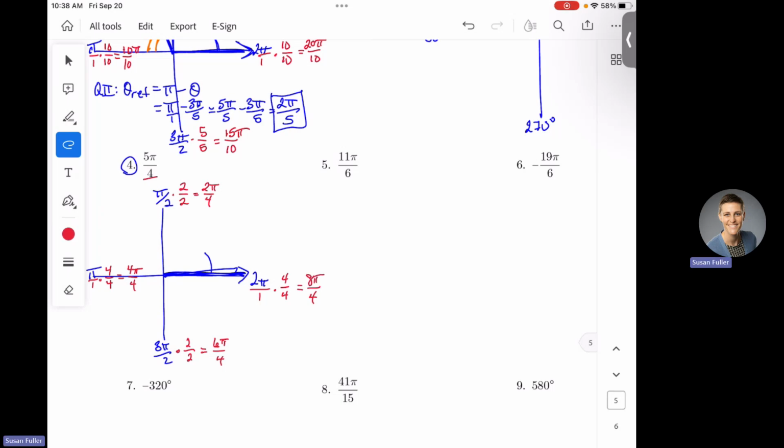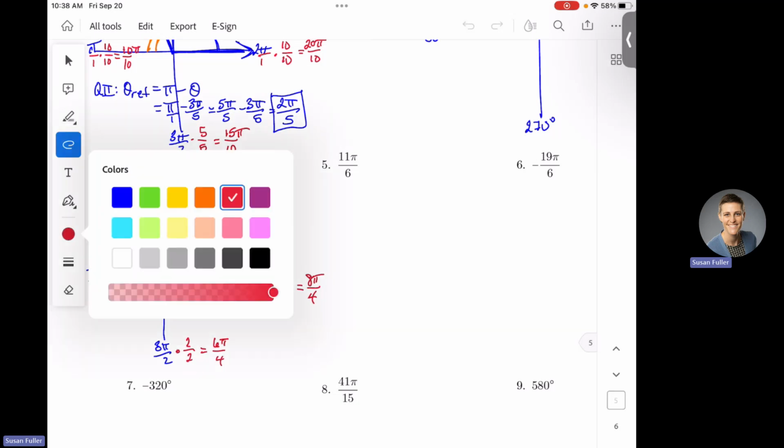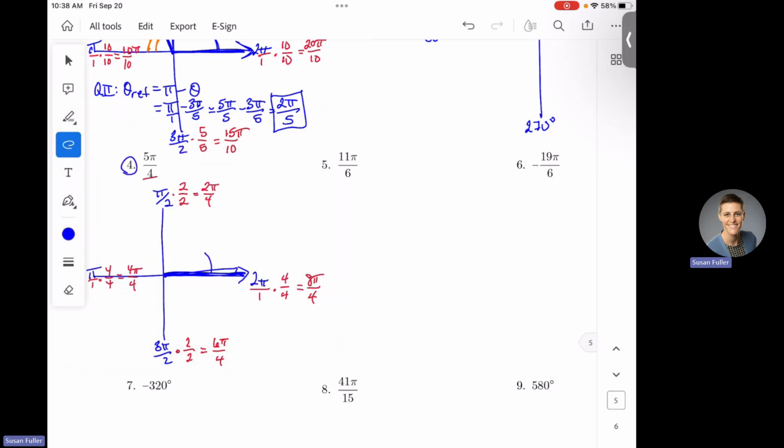Okay, so now that we have common denominators, we can start to compare these things so that I can graph this correctly and figure out where 5 pi over 4 stops. So we're going to start at our initial side here on the positive x-axis and rotate up. We're going to rotate all the way up to here. That's 2 pi over 4s, but I need to go to 5 pi over 4s. So I'm going to keep going.